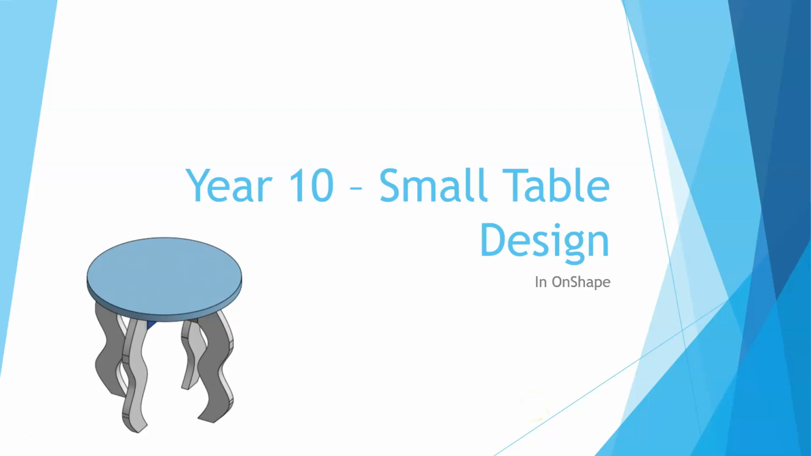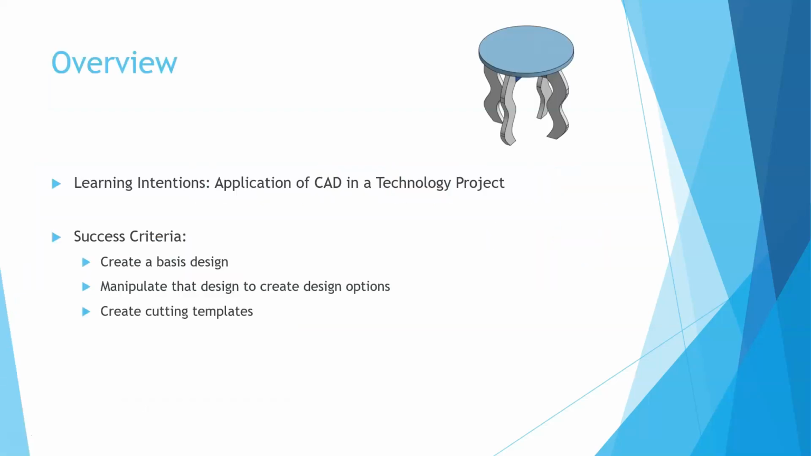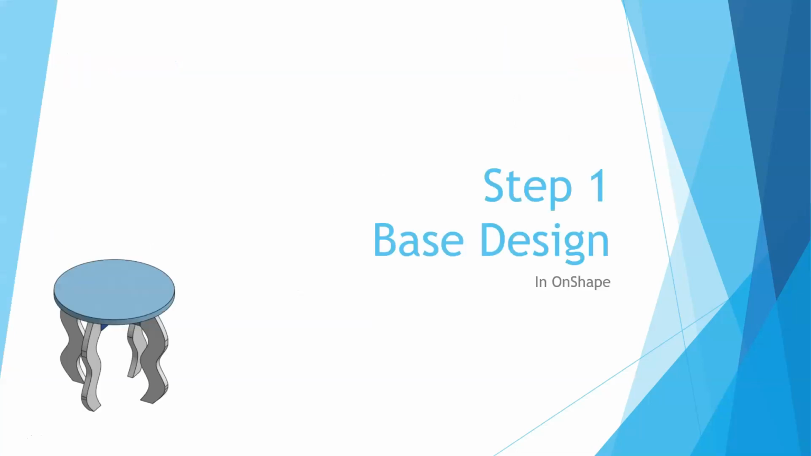We're going to create a small table using OnShape to design a number of options, choose between them, and then create cutting templates. Our learning intentions are the application of CAD in a design project. We're going to create a base design. We're going to manipulate that design to create design options, and then once we've made our decision, we're going to create cutting templates. Step 1 is to create the base design.